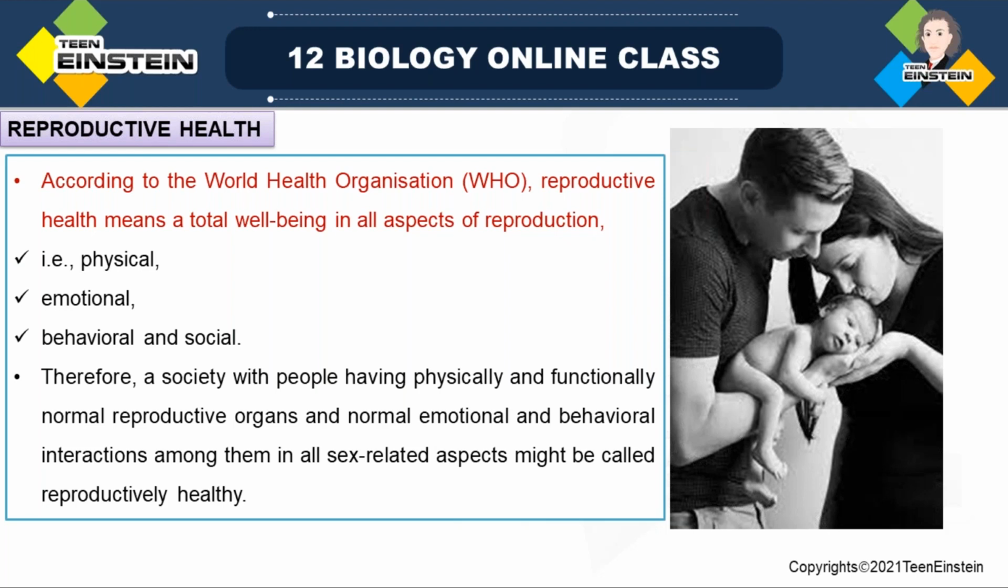In this chapter we are going to learn about reproductive health and reproductive health problems, various options of population control, then knowledge about sexually transmitted diseases, then infertility and the reasons for it. We will learn all this.